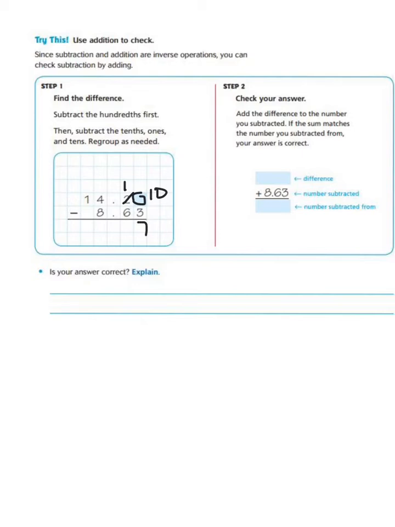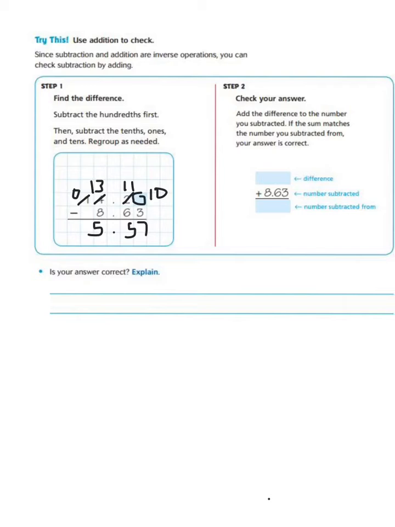Now we have 1 minus 6, and we know we can't do that since our 6 is bigger than the 1. So we have to come over, regroup again, which our 4 becomes a 3, and our 1 becomes an 11. And 11 minus 6 is 5. Now we have to keep our decimals aligned. Now we have 3 minus 8. We know we can't do that since the 8 is bigger than the 3. So we come over, our 1 becomes a 0, and our 3 becomes a 13. 13 minus 8 is 5. So we end up with 5 and 57 hundredths.